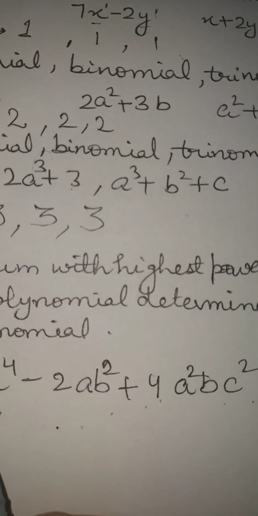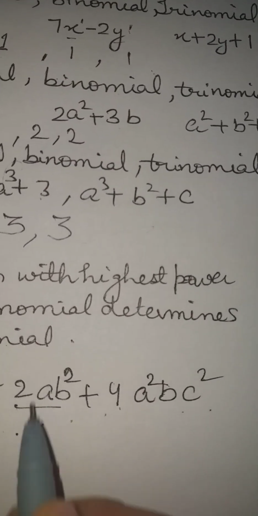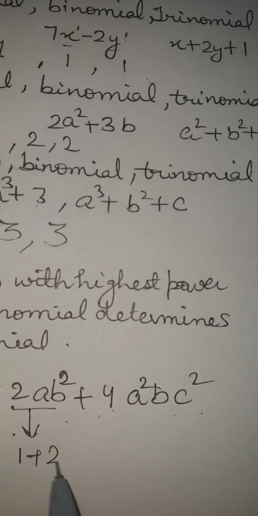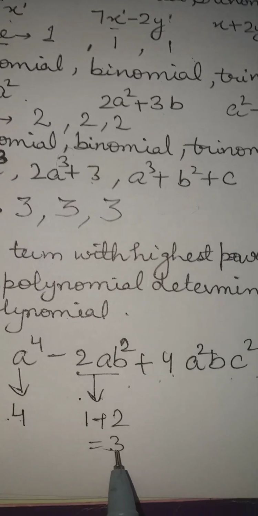First of all, in the first term we have the highest degree as 4. In the second term, a has power 1 and b has power 2, so it becomes 3. So it is less than 4, so this can't be the degree of that polynomial.